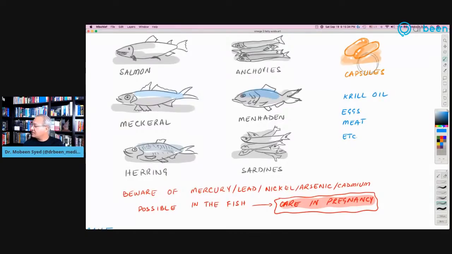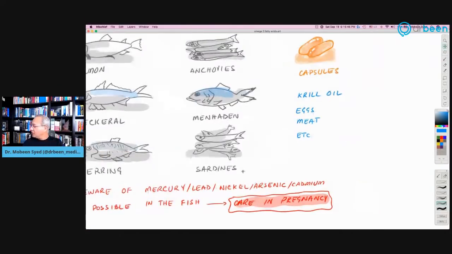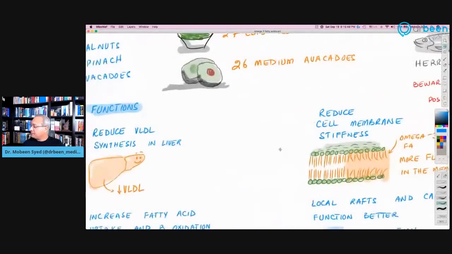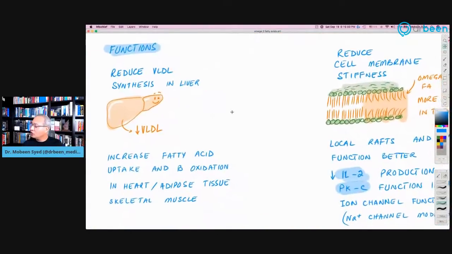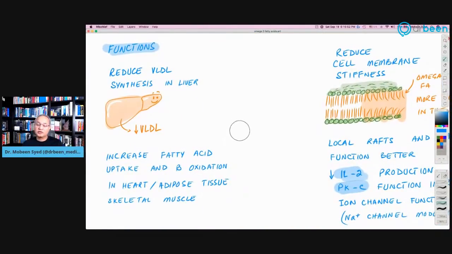So in that case, taking capsules may be the right approach, because when they develop capsules from the fish oil, they do a lot of purification and cleaning of them from the metal parts. Now, continuing to the functions. So Jim says to keep fish oils in the freezer, correct.